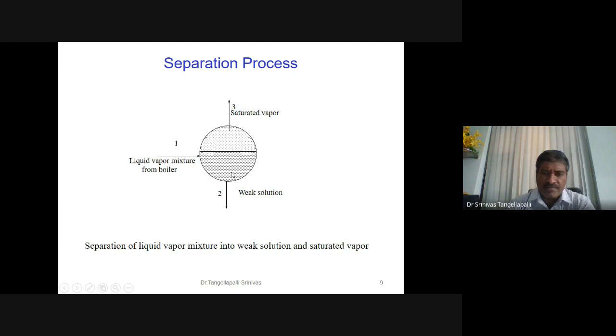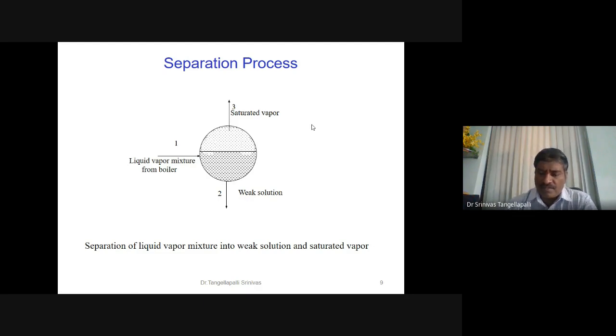the liquid is collecting at the bottom, and that can be separated. That's a weak solution, since once you remove the vapor, which has more ammonia content, the balance liquid automatically has less ammonia. That's why it is called a weak solution. The weak solution can be used for condensation, because it can be used for diluting the vapor, so easy condensation is possible. That is the advantage of this weak solution. The vapor can be used for either cooling generation or power generation.